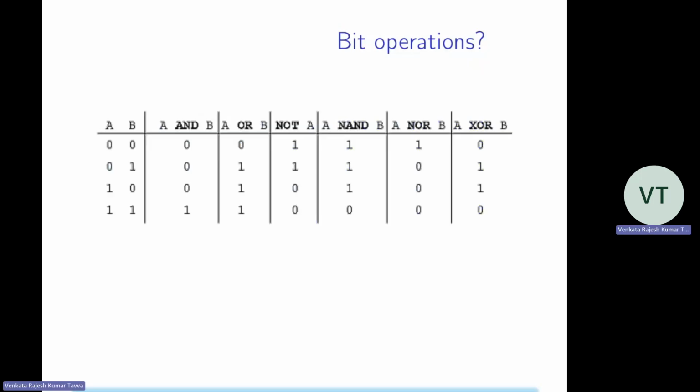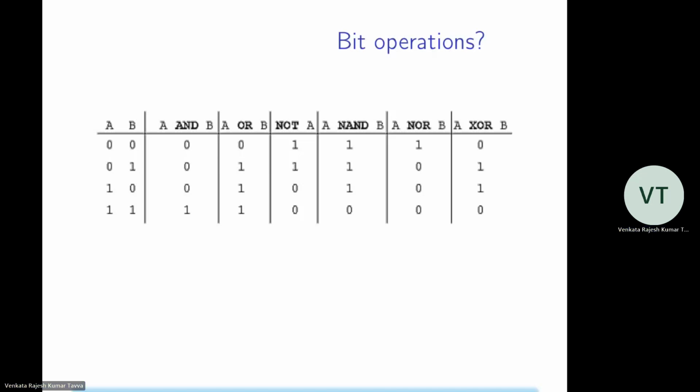So if you have two variables A and B, both of them can be either 0 or 1, and you can perform different operations like AND, OR, NOT, NAND, NOR, XOR. A AND B will be true only when A is true and B is true. In all other cases, A AND B will be false. A OR B will be false only when both are false. In all other cases, A OR B will be true. Even if one of them is true or both of them are true, A OR B will be true.